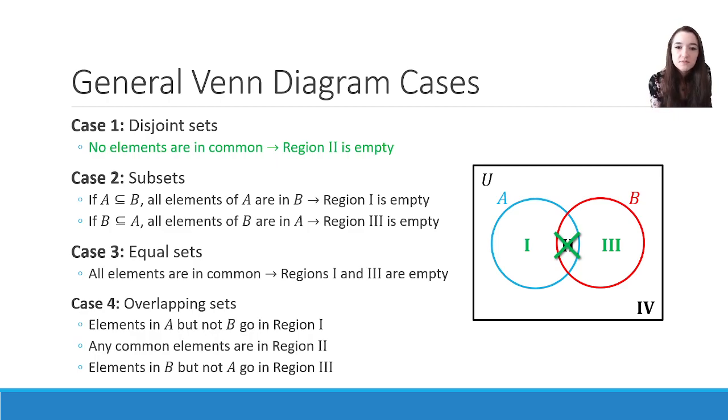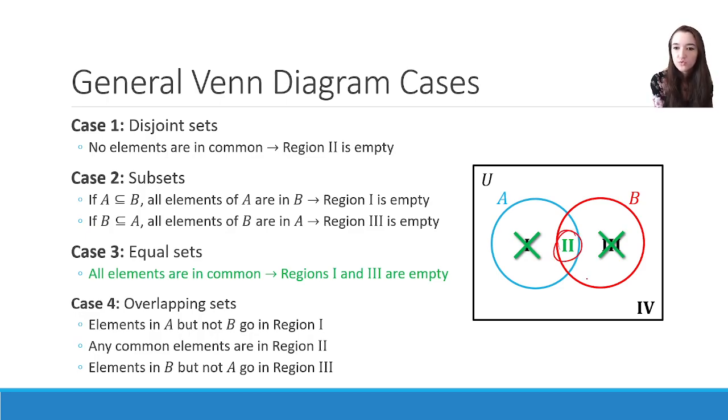To illustrate subsets, if A is a subset of B, then we would have nothing in region 1. But if B is a subset of A, then we would have nothing in region 3, because we can see that they have stuff in their overlap, but nothing outside. That would mean they are subsets. To denote equal sets, all elements would simply be in common. The area in common is the overlap.